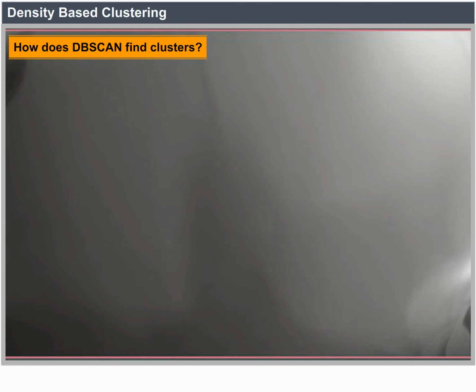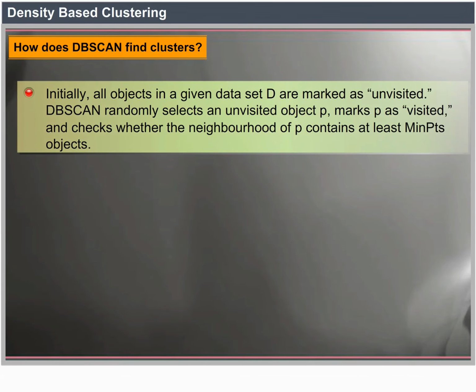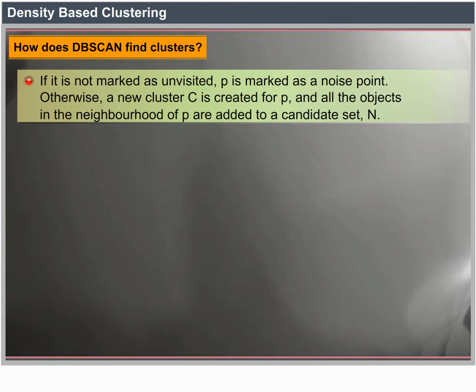How does DBSCAN find clusters? Initially, all objects in a given dataset D are marked as unvisited. DBSCAN randomly selects an unvisited object P, marks P as visited, and checks whether the neighborhood of P contains at least min points objects. If not, P is marked as a noise point. Otherwise, a new cluster C is created for P, and all the objects in the neighborhood of P are added to a candidate set N.